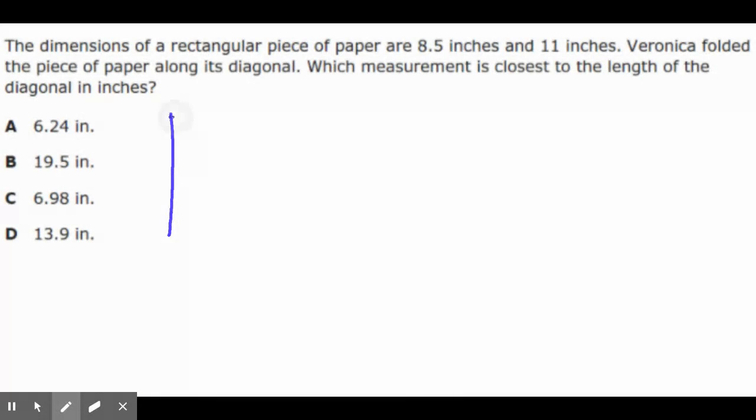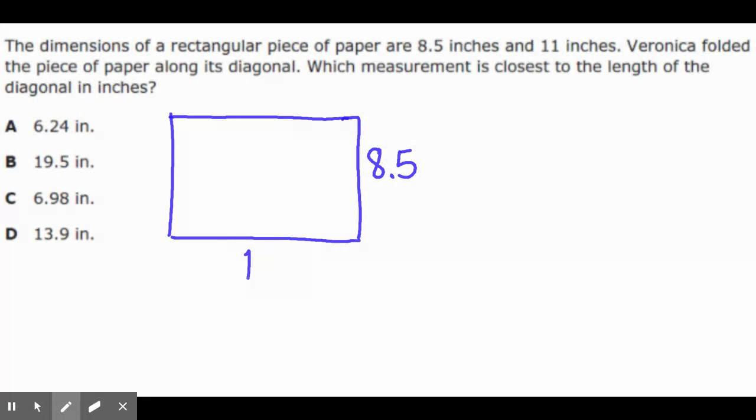So let's draw our rectangular piece of paper. Again, it doesn't have to be perfect, as best you can though. Let's label it. So we have 8.5 as one of the sides and 11 as the other. And because it's a rectangle, we know that opposite sides are congruent. So let's just go ahead and label all of our sides.